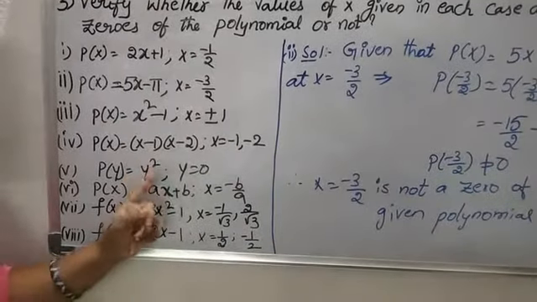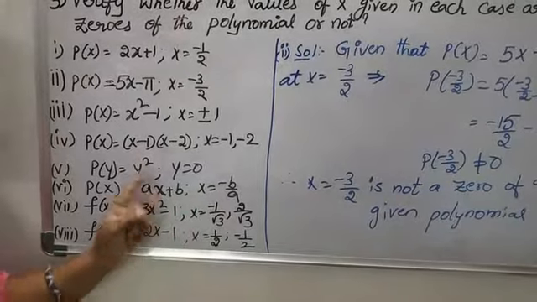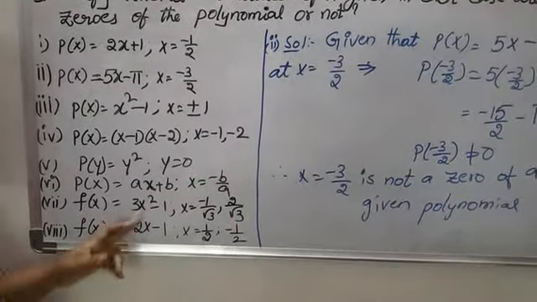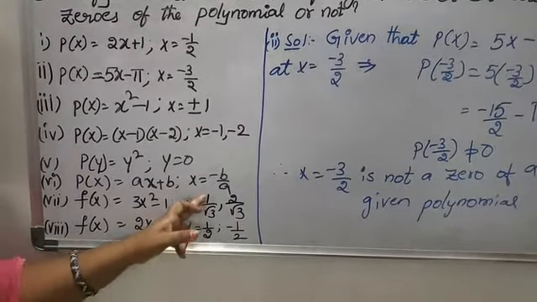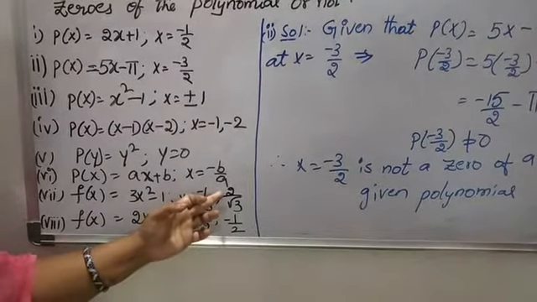Y is equal to 0, substitute 0 here. X is equal to minus b by a. In the place of x, you should substitute minus b by a. X square minus 1 here: one time you should substitute minus 1 by root 3, and one time substitute 2 by root 3.